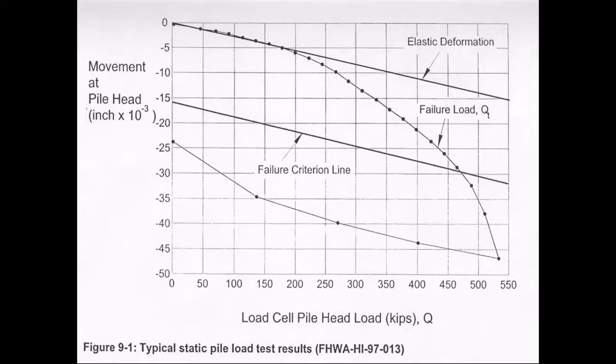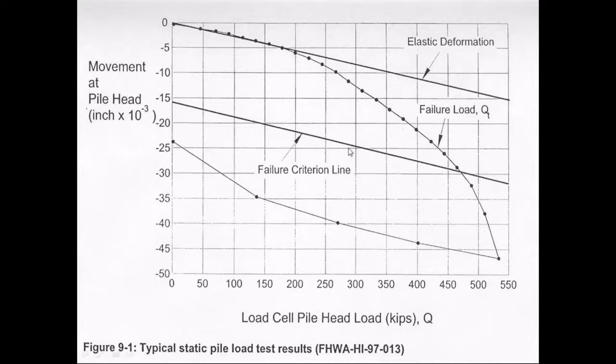And here's some data from the Federal Highway of a typical static load test. So some of the things to point out on here, this elastic deformation line, that's the elastic shortening line for the pile material. And this is the actual load curve. So each point represents a load versus deflection at the top of the pile.